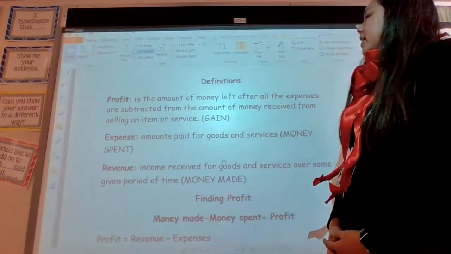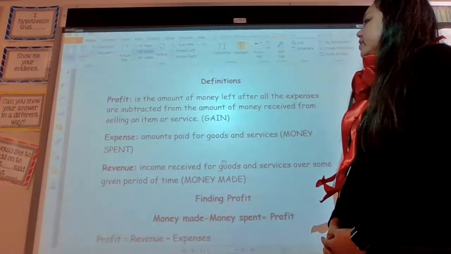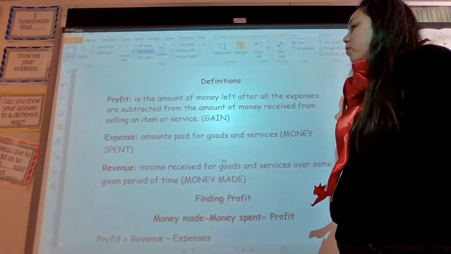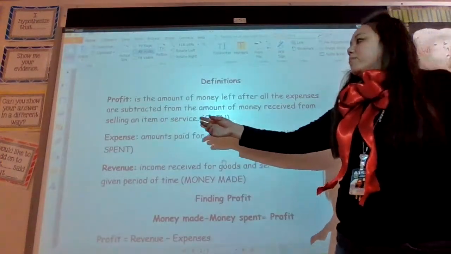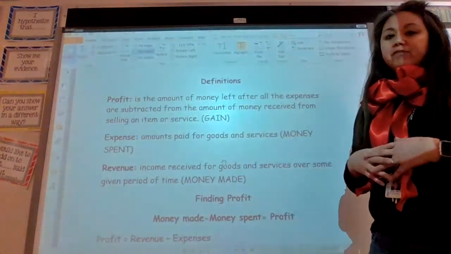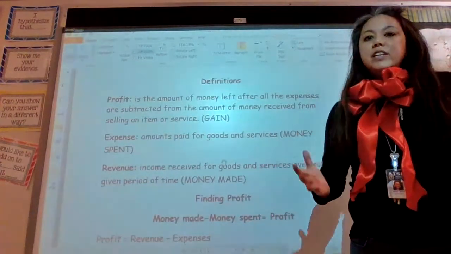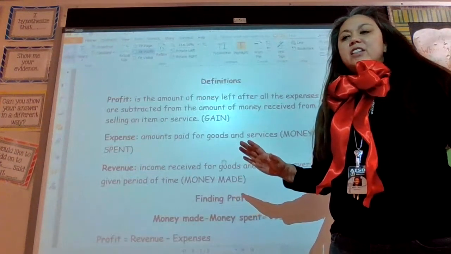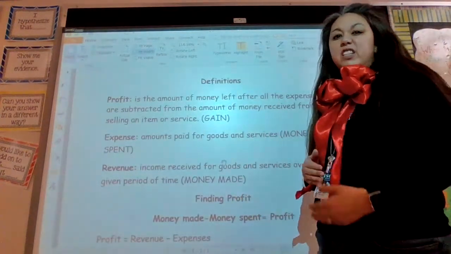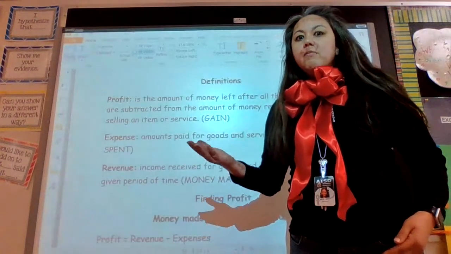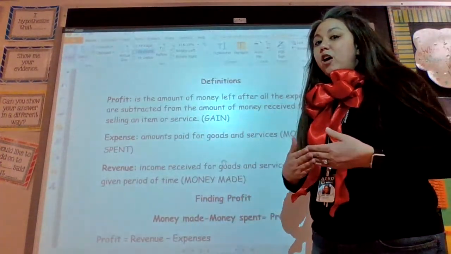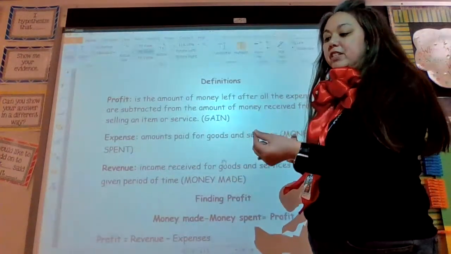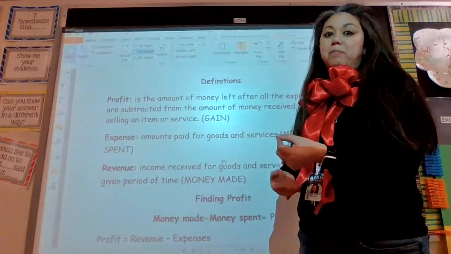Profit is the amount of money left after all the expenses are subtracted from the amount of money received from selling an item or a service. So a profit is a gain. Say I buy pencils for 50 cents and I sell them for $1. My profit is what's left over after I've paid for my pencils.